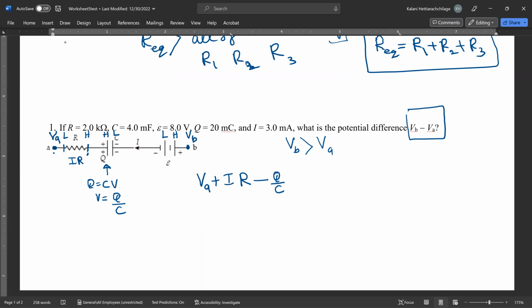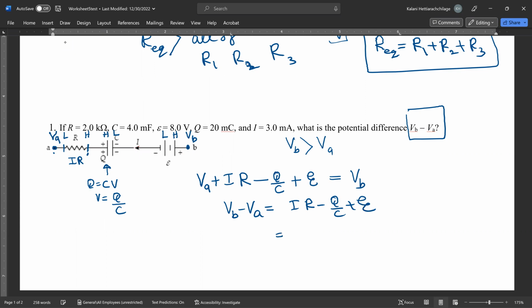So now my next part is your power supply. With the power supply, you're going from low to high. That means you need to add the EMF, or the voltage of the power supply, going from left to right. Now if I start from A and end with B, that means after this calculation, this should equal VB. So what I need is VB minus VA. Let's write VB minus VA will be equal to the rest: IR minus Q over C plus epsilon.